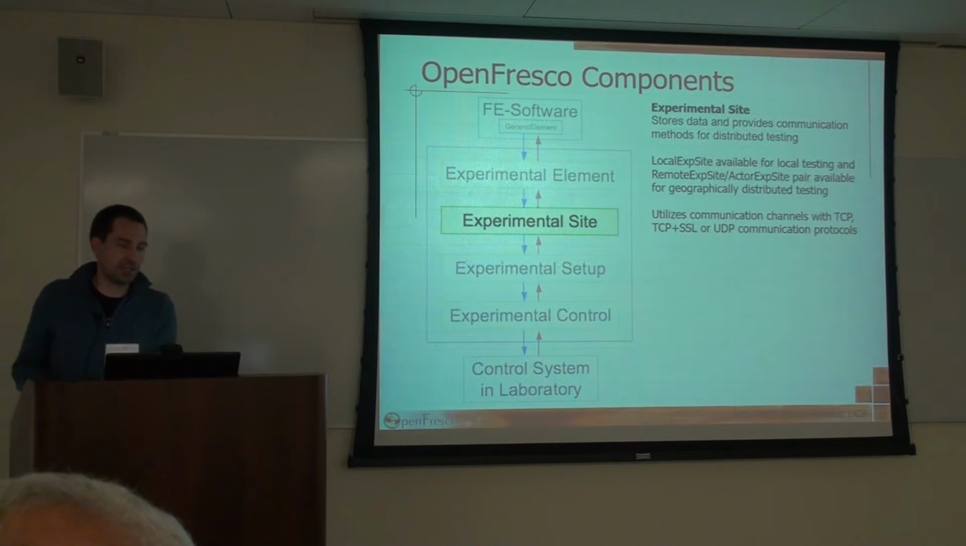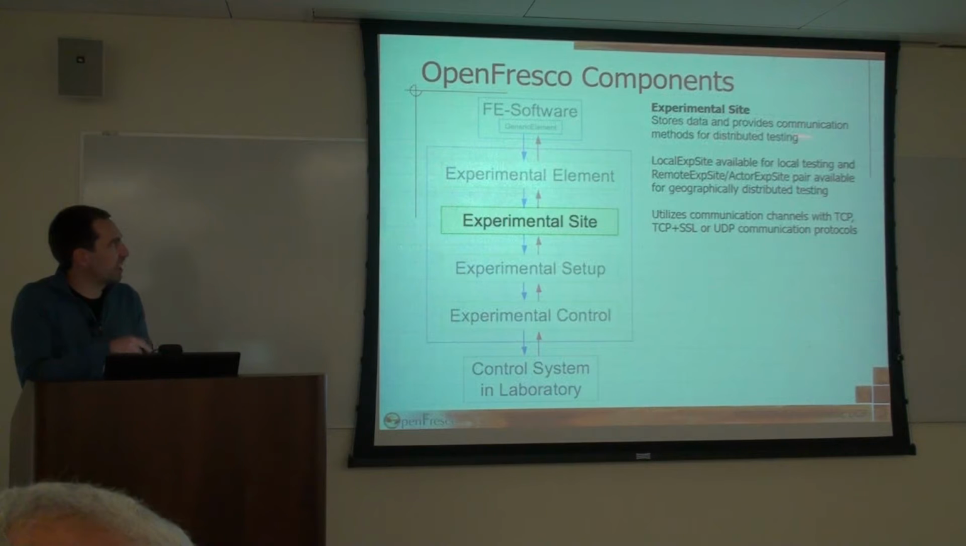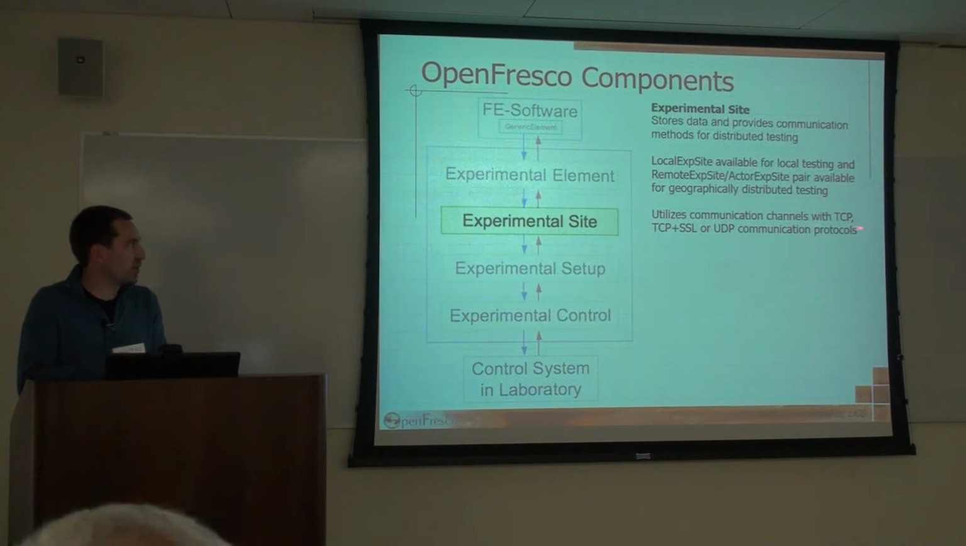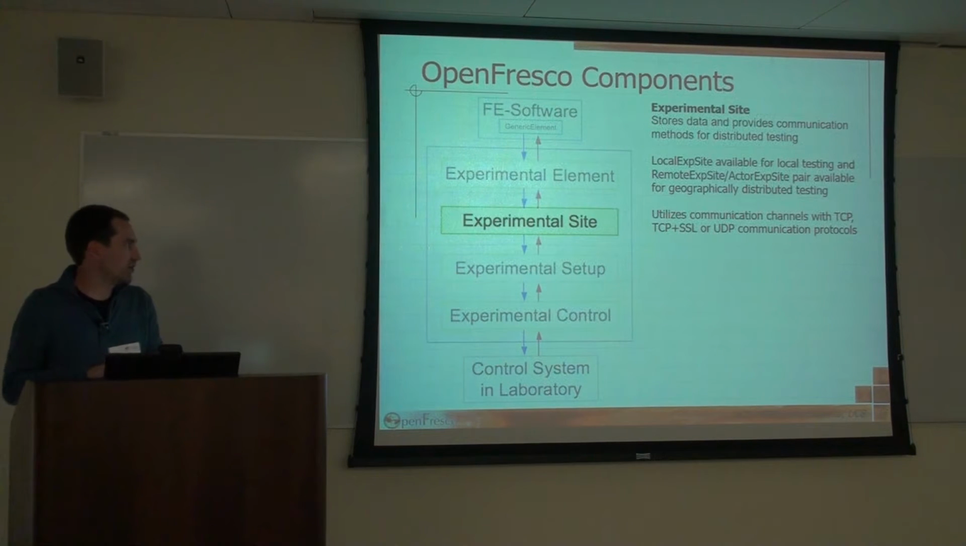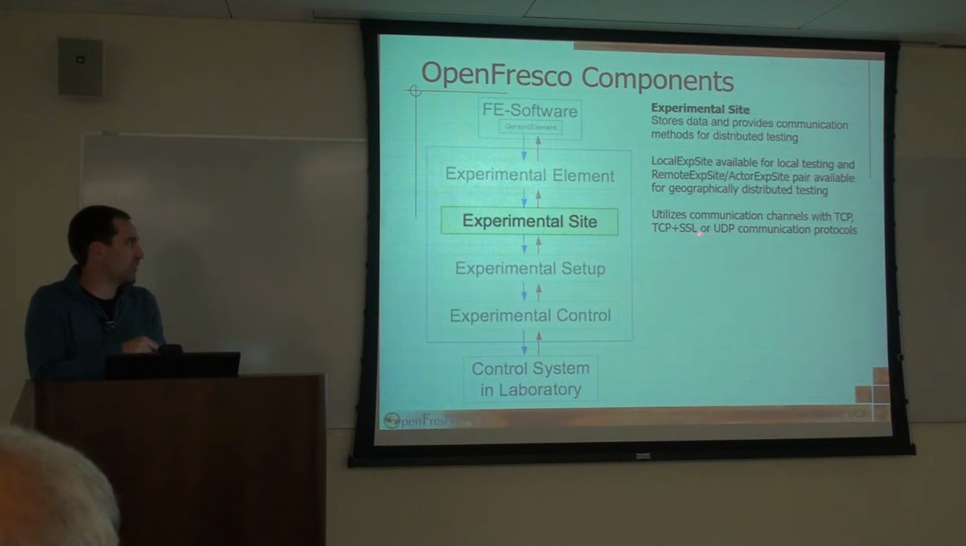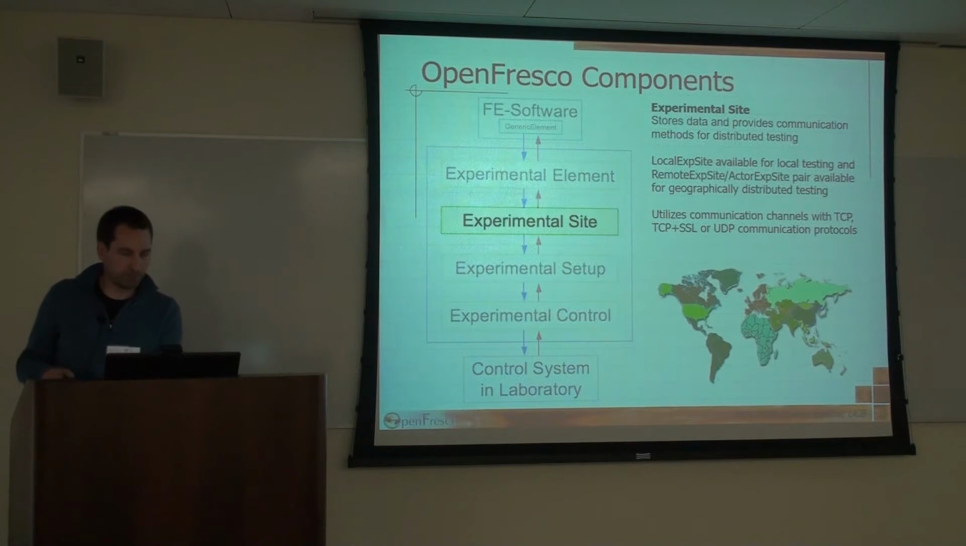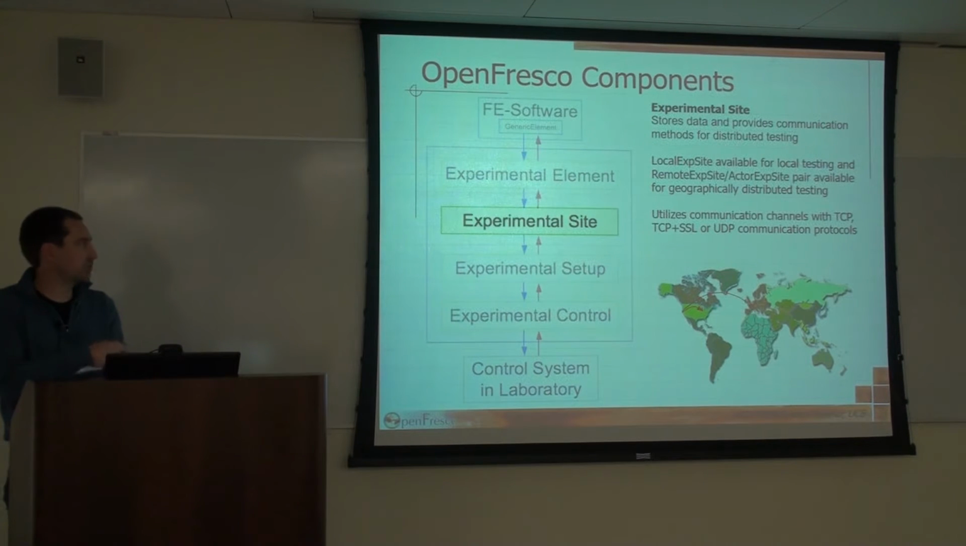Once we're there, we have then the experimental site. As I said, it stores data and provides these communication methods. If it's a local site, it's sort of a dummy. It doesn't really do much. But if it's a geographically distributed hybrid simulation, that's where we break it up and we use different protocols to communicate across a channel. We can use TCP/IP, we can do TCP with SSL, secure socket layers on top, or we can do UDP if we need to achieve faster performance and are not so worried about packet loss. With that, then we can test all over the world, as we've seen before.